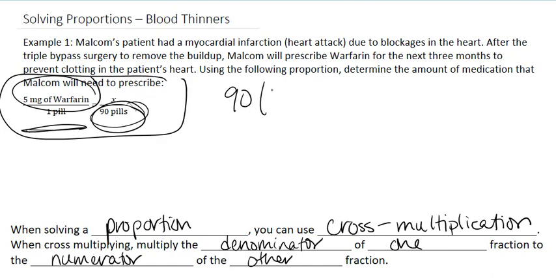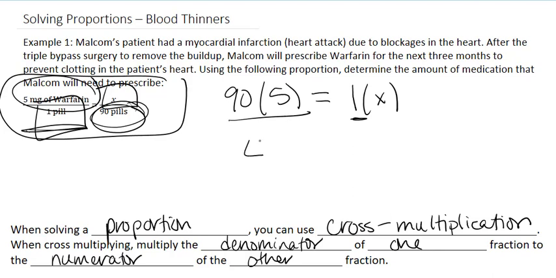So we would go 90 times 5, and then we would multiply this one pill times x. So then we go 1x. And so these are equal to each other when we do cross multiplication, and then we would need to solve for x. But for this one, since there's a 1 in the front of the x, all we have to do is multiply this 90 times 5, which is equal to 450, which is milligrams, and this is equal to x.